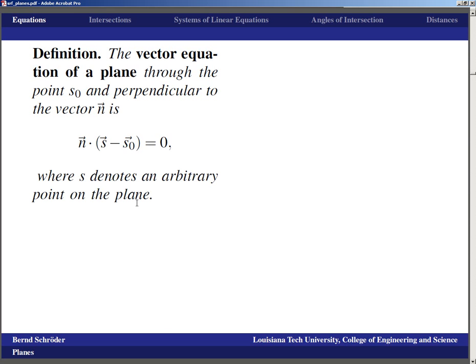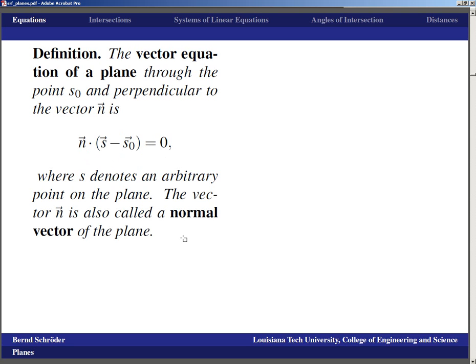Alright, s denotes an arbitrary point on the plane, and so what we have there is a base point. We have a difference between an arbitrary point and the base point, so that is a vector that is in the plane, it is parallel to the plane, and that means it would have to be perpendicular to a direction that is perpendicular to the plane, and that means that n dot this direction has to be 0, which is why this defines a plane.